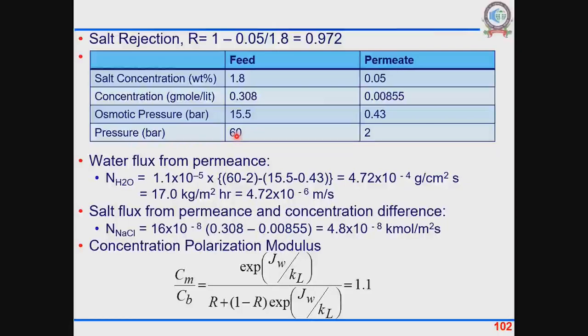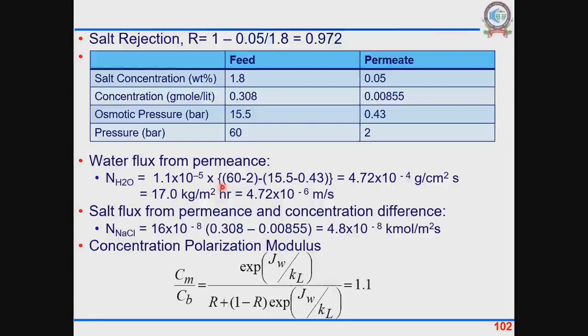The pressure that we had applied on the feed side was 60 bar and on the permeate side was 2 bar. So if you look at the water flux from permeance data, this was the permeance multiplied by delta P, 60 minus 2, minus delta pi, the osmotic pressure driving force, 15.5 minus 0.43. That's delta pi. So this is delta P minus delta pi. We had seen this earlier. So if you multiply, you will get 4.72 into 10 raised to minus 4 grams per centimeter square per second. If we convert this, this will come to about 17 kg per meter square per hour.